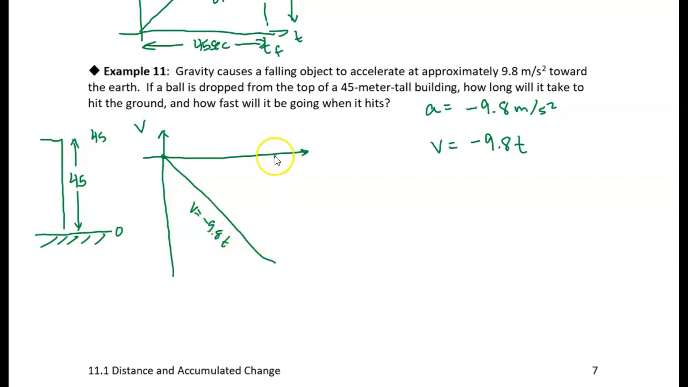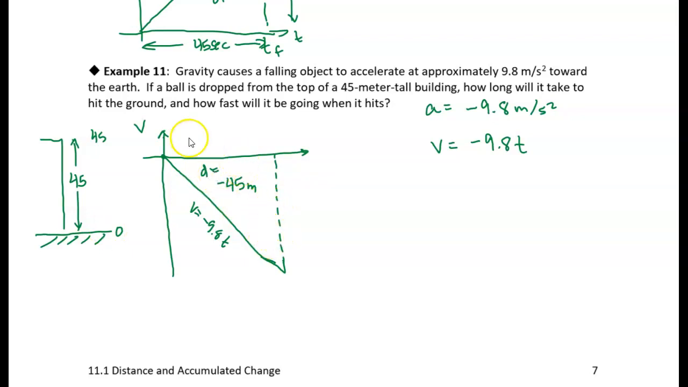And at some point it hits the ground, right? And that's going to happen when the distance is negative 45 meters. It's negative because it's fallen by 45 meters. The distance from the ground has decreased. It started at 45 and it's decreased by 45 when it hits the ground. So my distance is a negative 45.